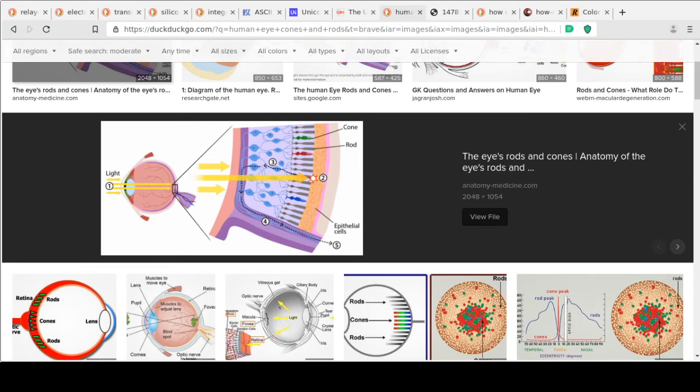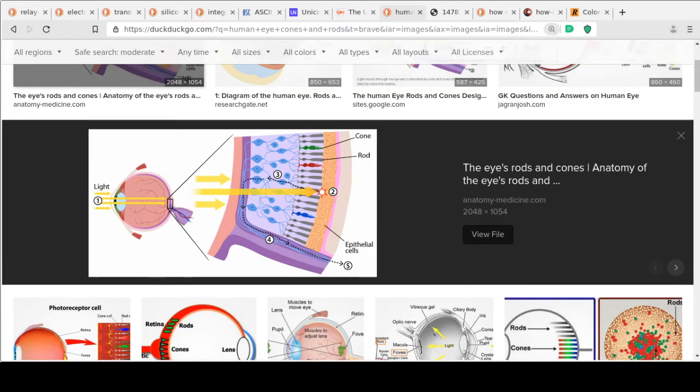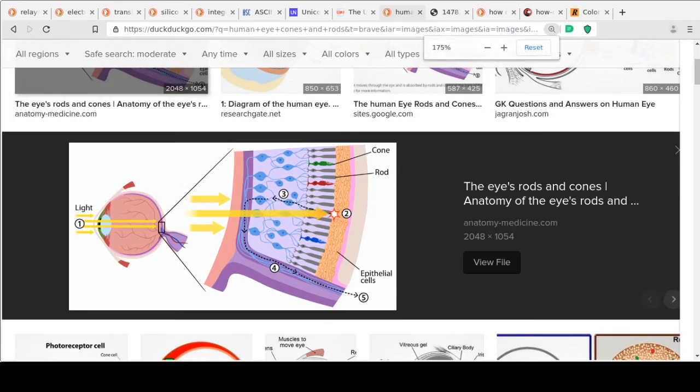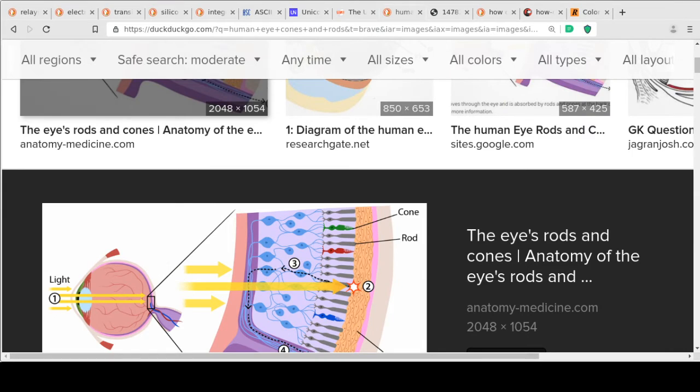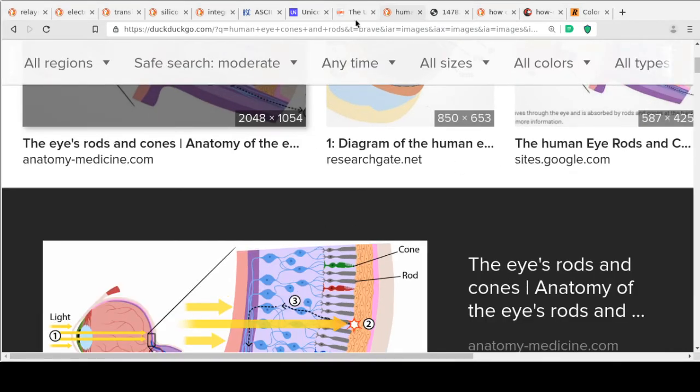Let's see if I can make that maybe a bit bigger for you. I don't think I can. Oh wait, there it goes. All right, how's that look? Yeah, a little bit better. Okay, so what you're seeing back here, whoops.